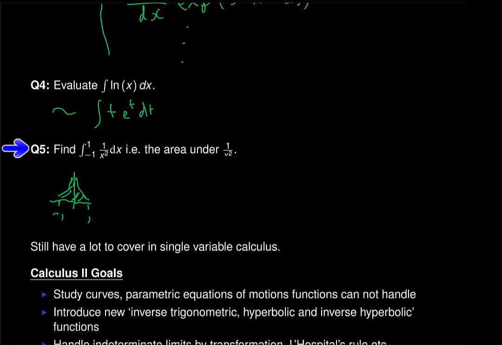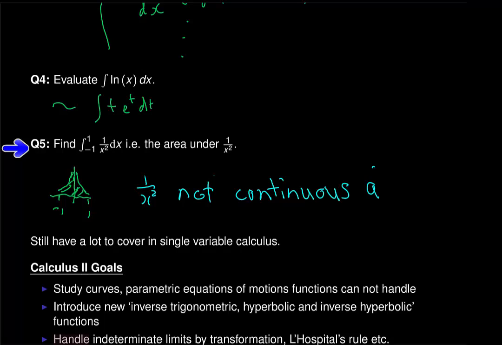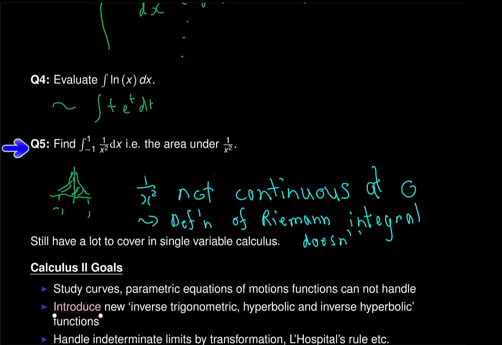But the real point is that 1 over x squared is not continuous at 0. This means the definition of Riemann integral does not apply. But this is the more fundamental. So we have no idea how to handle this. In fact, if you look at this little picture here, this area may or may not be infinite, because this goes all the way up to infinity in this direction.